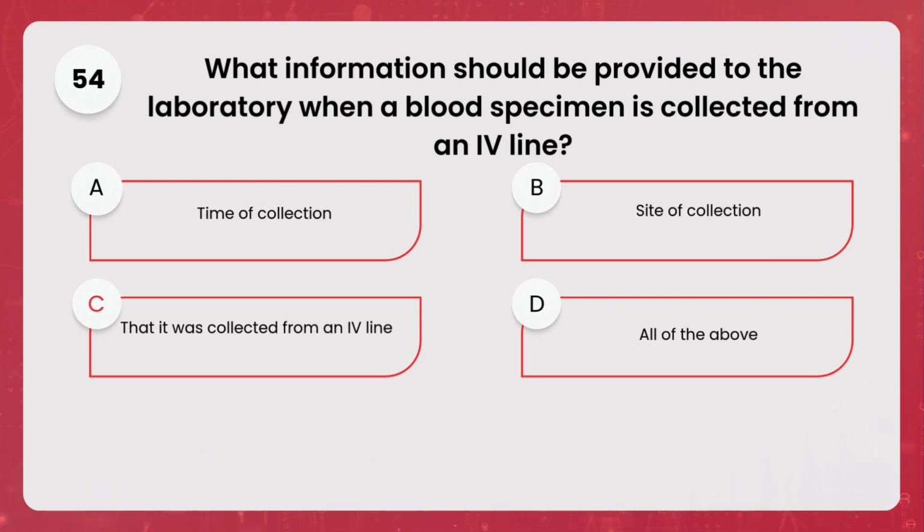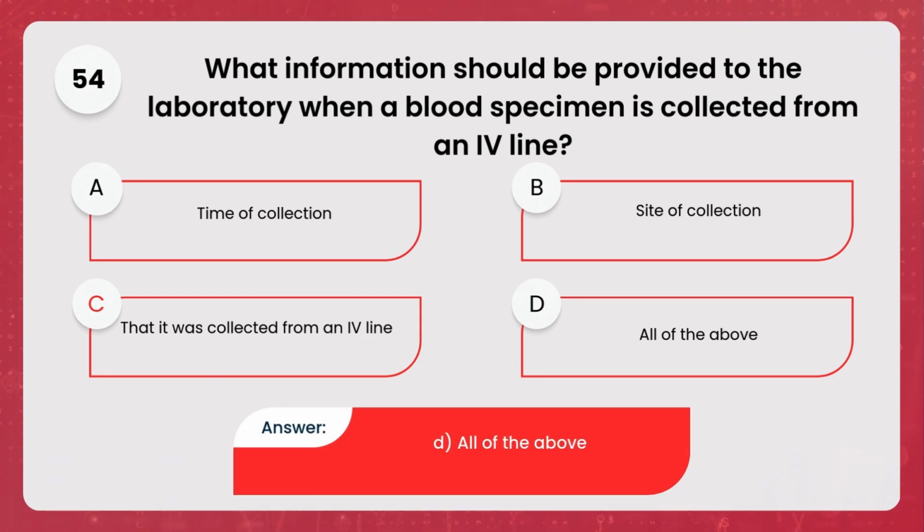Cephalic vein. Number 54. What information should be provided to the laboratory when a blood specimen is collected from an IV line? A. Time of collection. B. Site of collection. C. That it was collected from an IV line. D. All of the above. The answer is D. All of the above.